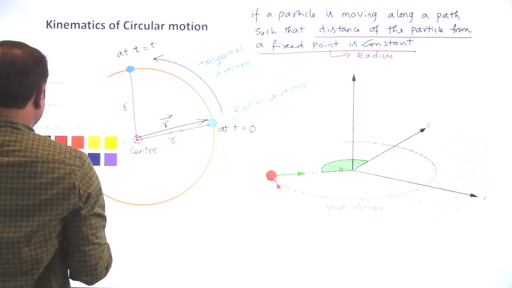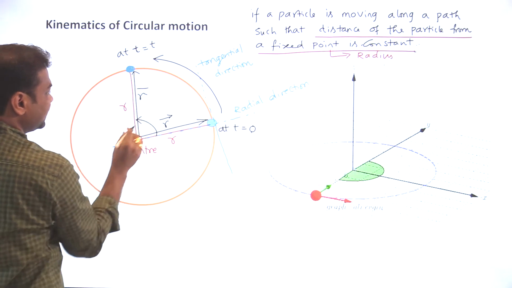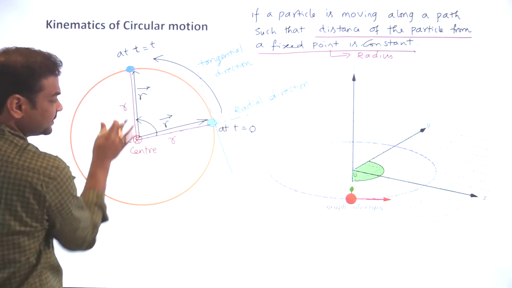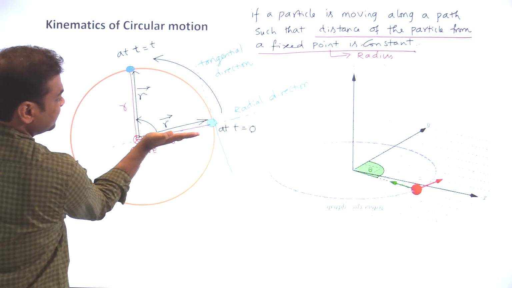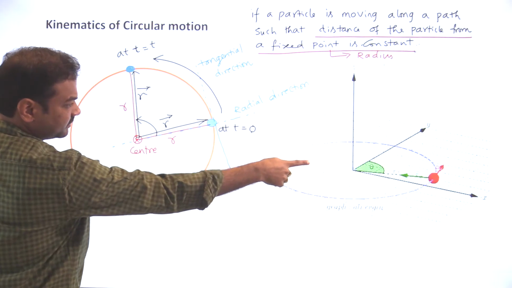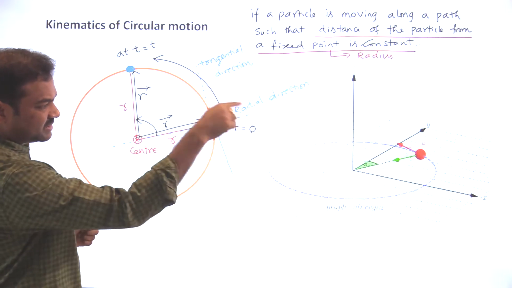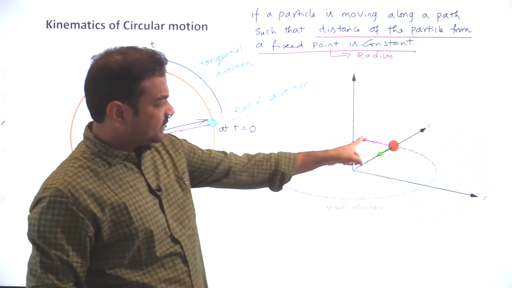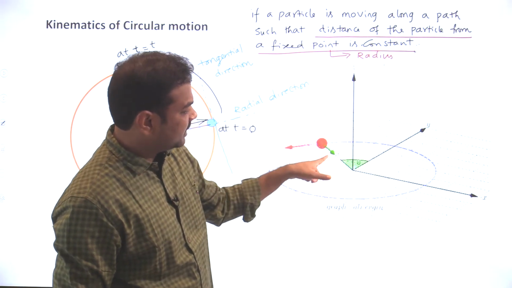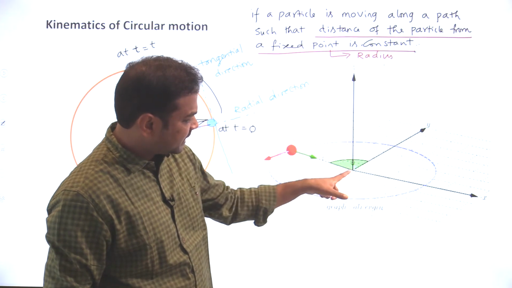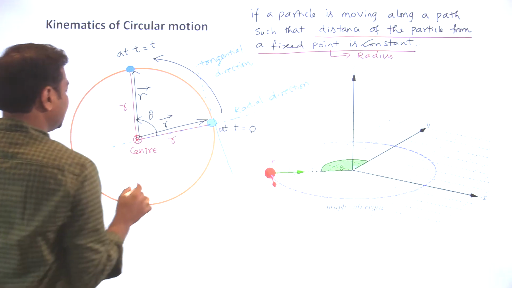Whatever be the angle turned by the radius vector. Initially this is the radius vector, now this is the radius vector. As the particle is moving, the radius vector will turn something like this. You can see the angle turned. Don't look at the velocity direction and force direction; the red one is the velocity direction, the green one is the force direction. Look at the angle turned. The line joining the particle and center is the radius vector. This is the angle turned, the green one. That angle turned we call what?